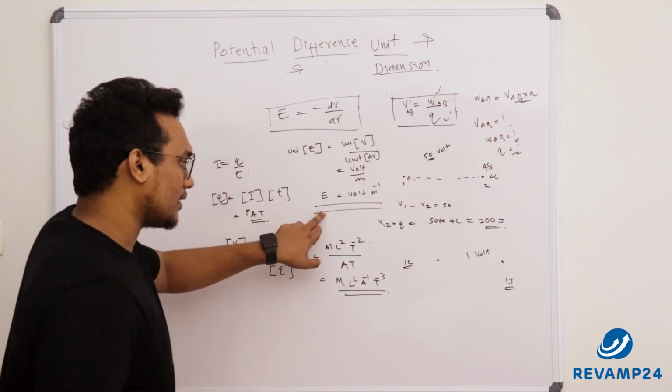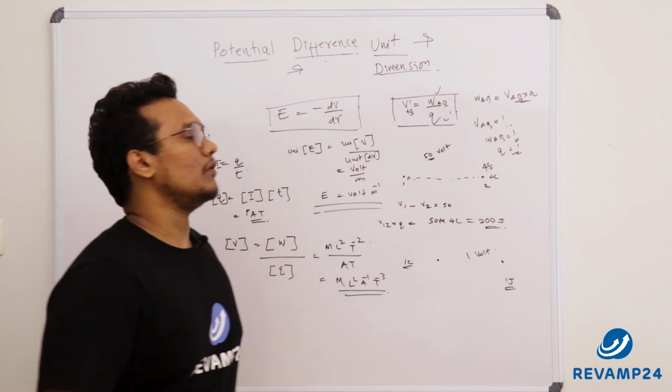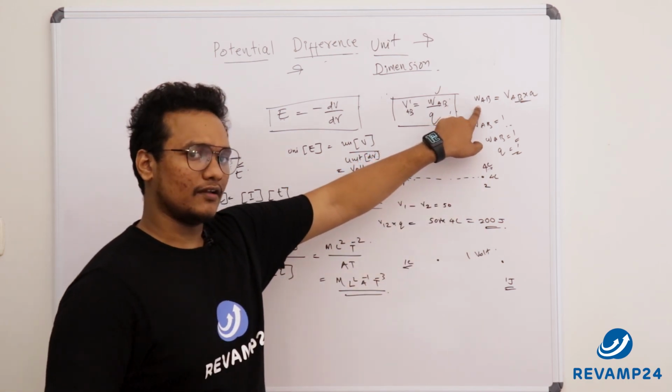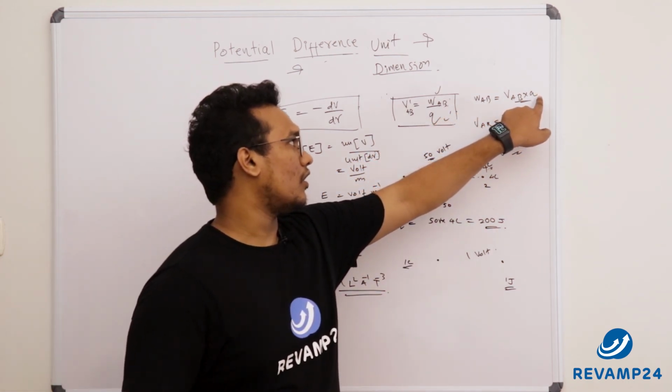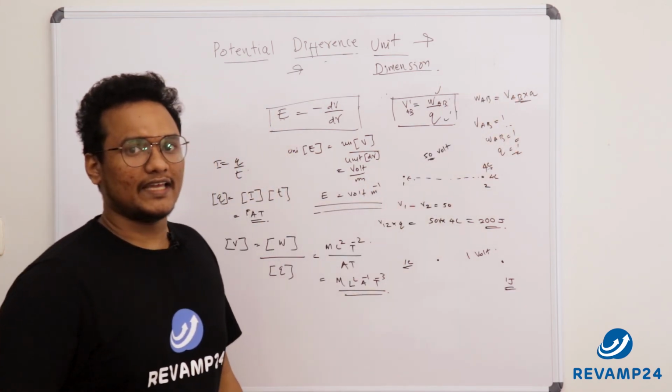This is very important, and also you will be asked to find the work done when you are moving a charge of Q between a potential difference of V value. Clear? Thank you.